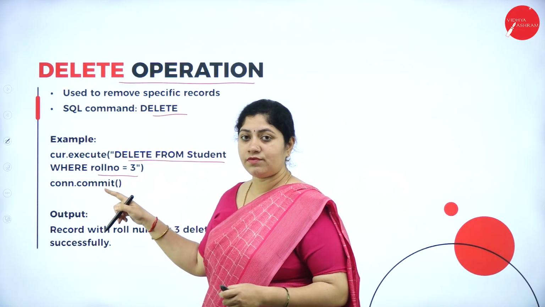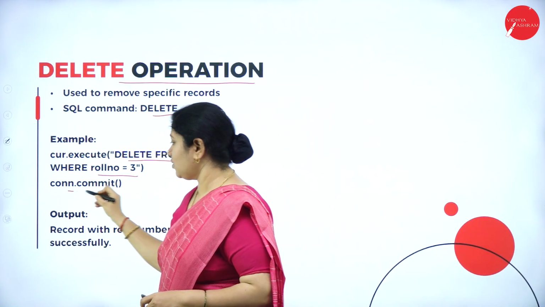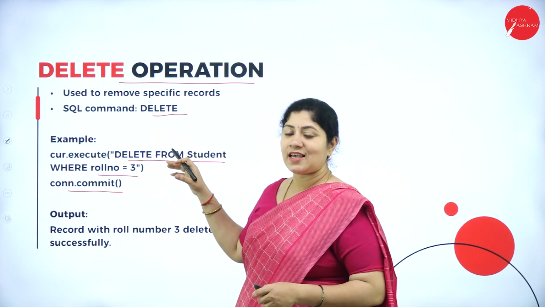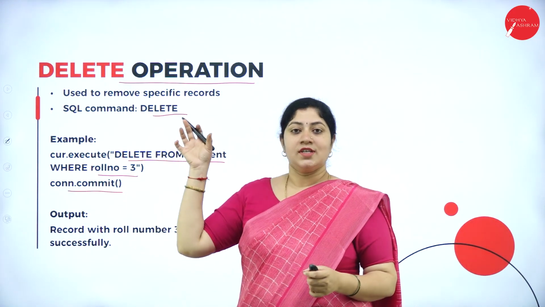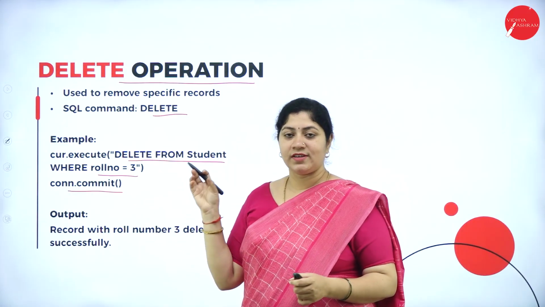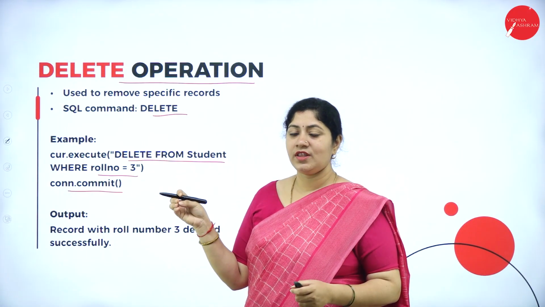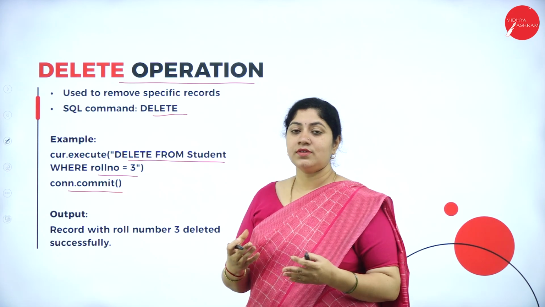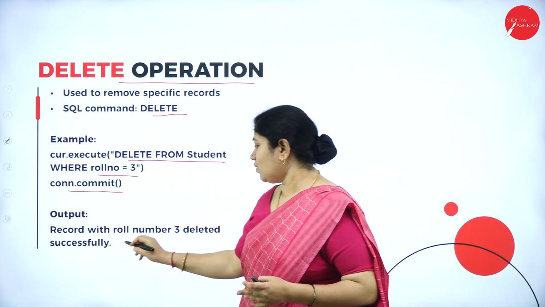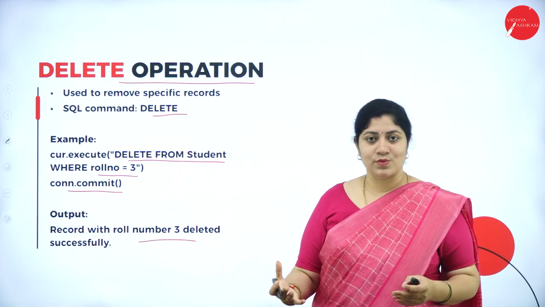So I have to confirm it by writing the statement connect.commit. Thus, at the output, the table has to be updated by deleting that element, and along with it, it can show us an output statement that the record with roll number 3 was deleted successfully.